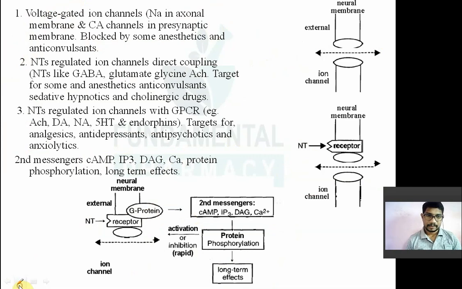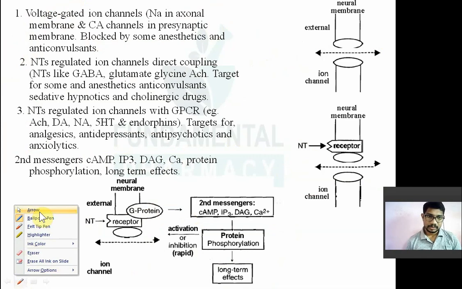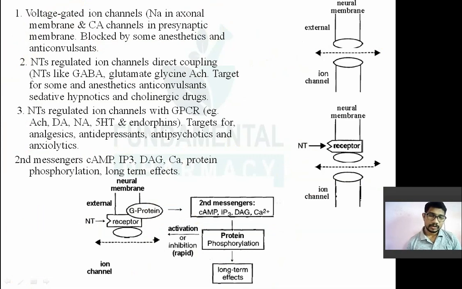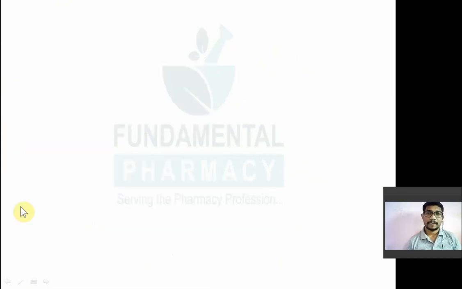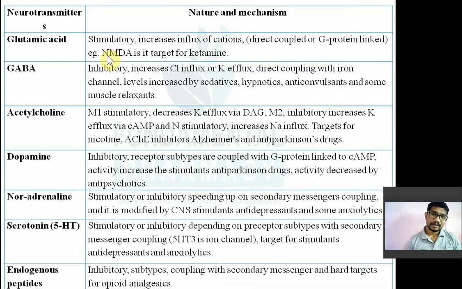There are three kinds of ion channels. The first one is voltage gated. The second one is neurotransmitter regulated. And the third one is again neurotransmitter regulated, but coupled with a G protein coupled receptor. These are the targets for different kinds of drugs. So you will see here neurotransmitters and their mechanisms. You have different kinds of neurotransmitters in your brain, with their nature and mechanism.